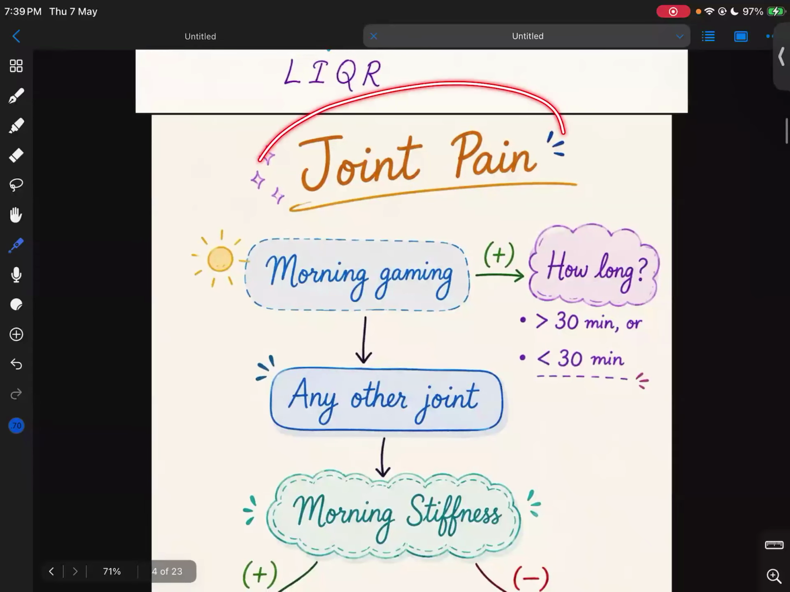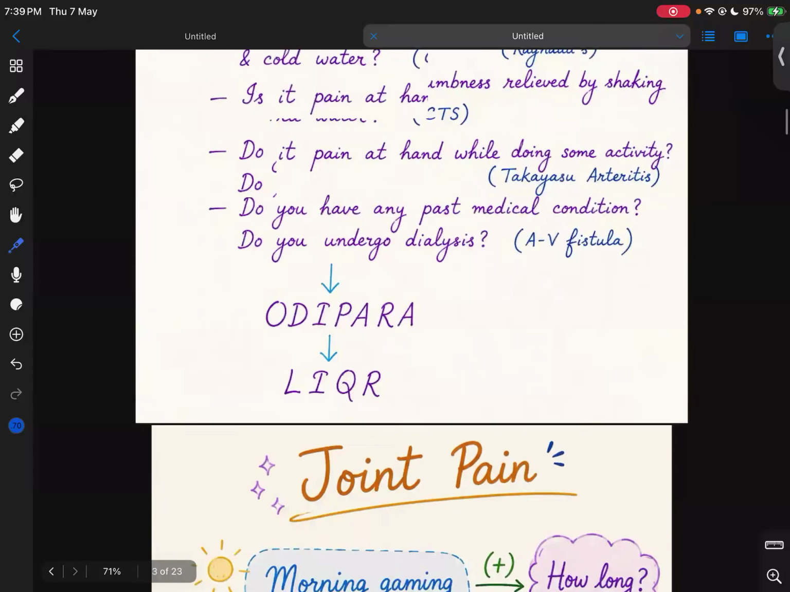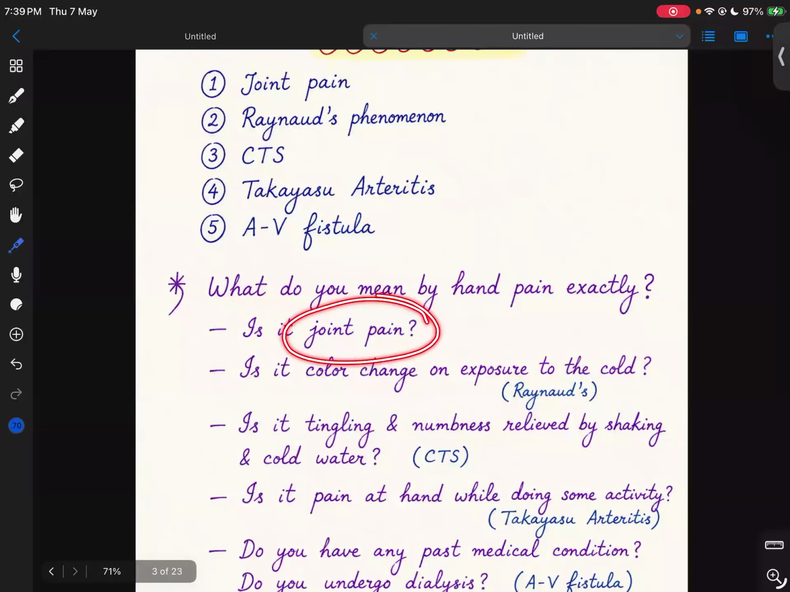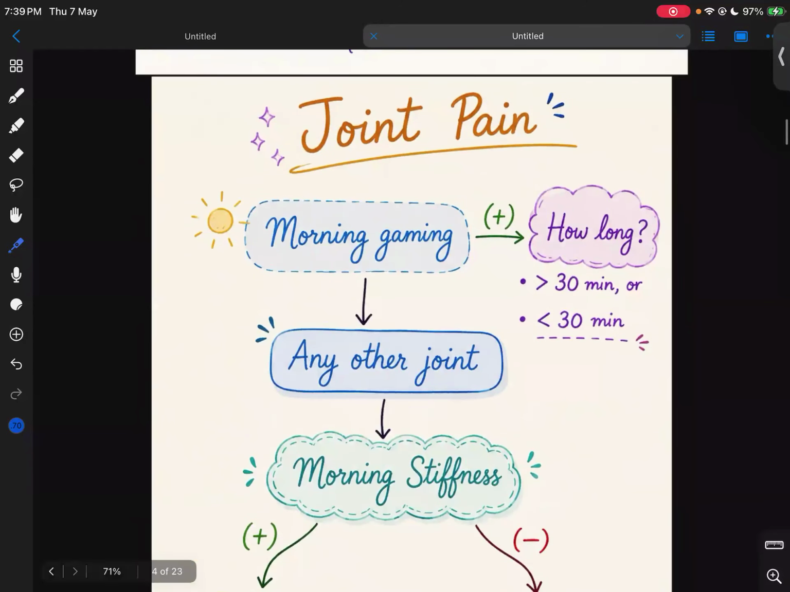First, joint pain. Suppose the patient has told you that I have joint pain, so that my hand pain means it is joint pain. So how to approach joint pain? I'm discussing the joint pain approach for the PACES exam.